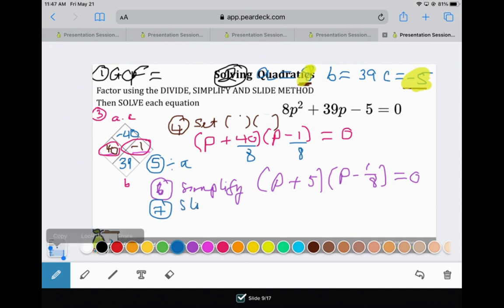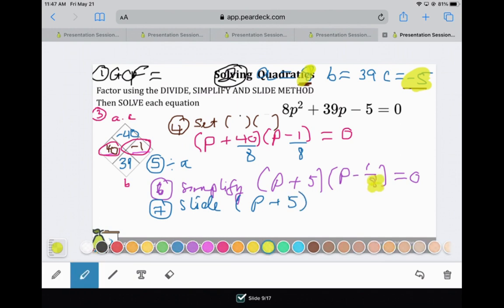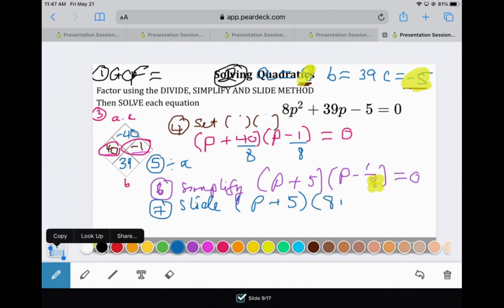Step 7 is called slide. So I slide the denominator over. So P plus 5, whoops, P plus 5. And then 8P minus 1. So I slide it over right here. I'm going to pause for 1 second. For those who need to take notes, you need to copy that down, do so.